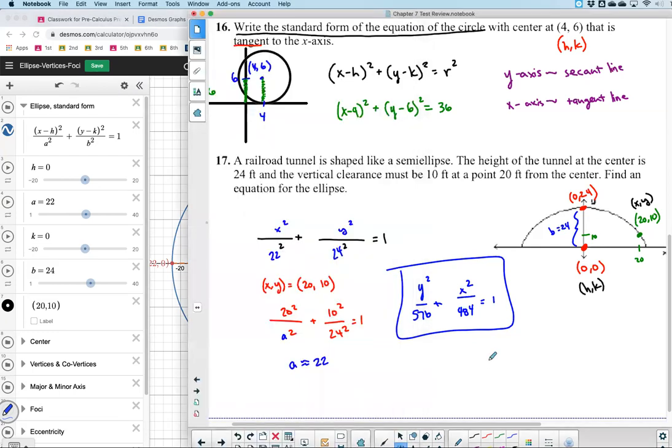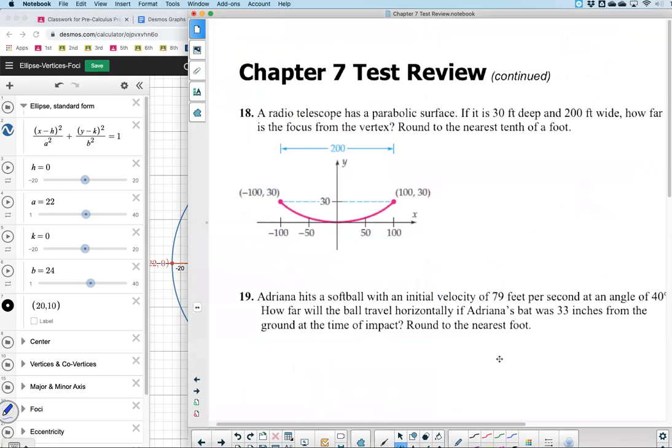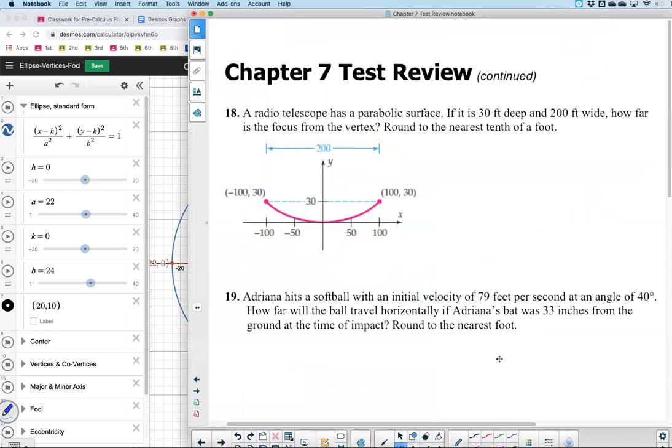All right, let's take a look at 18 now. It says a radio telescope has a parabolic surface. If it is 30 feet deep and 200 feet wide, how far is the focus from the vertex? Round to the nearest tenth of a foot.